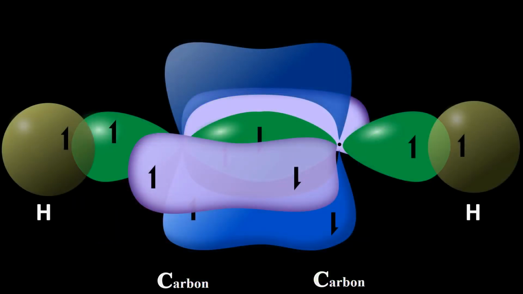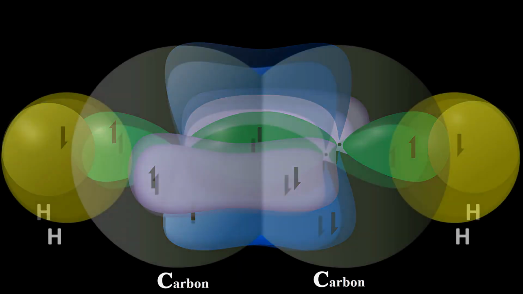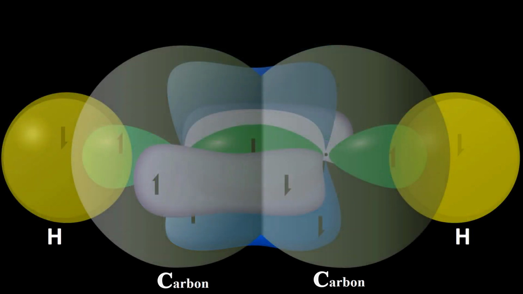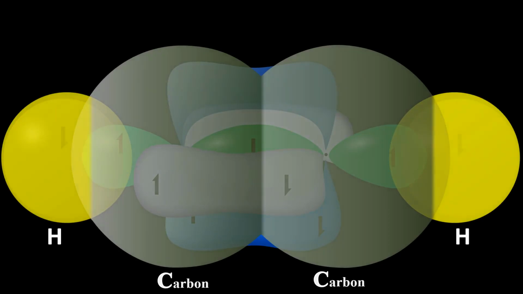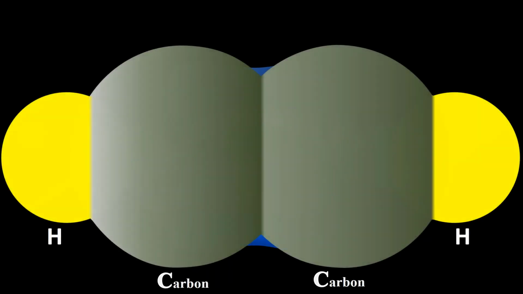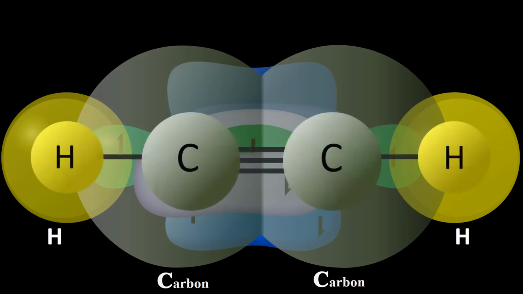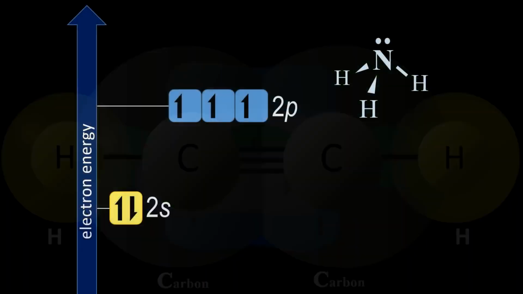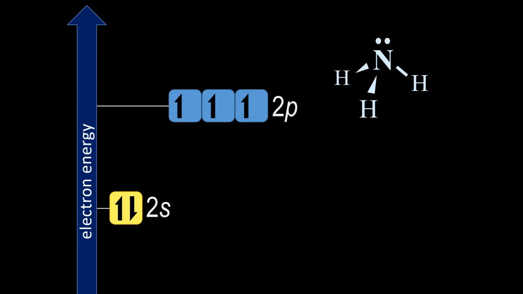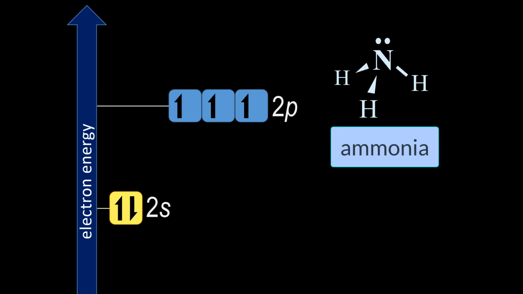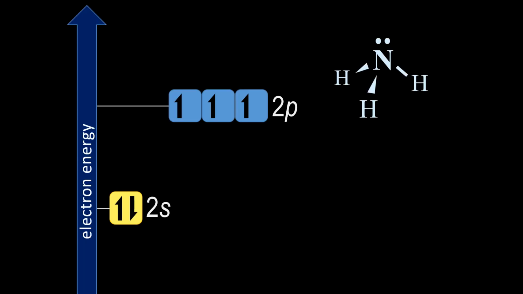Finally, two hydrogens will overlap with the remaining sp hybrid orbitals, creating the C2H2 molecule. The overlap of the space-filling model reflects the overlapping orbitals, which is also represented by the ball and stick model. In the remainder of the video, we will look at hybridization of nitrogen and oxygen using NH3, ammonia, as our model for nitrogen hybridization, and H2O, water, for our oxygen model.